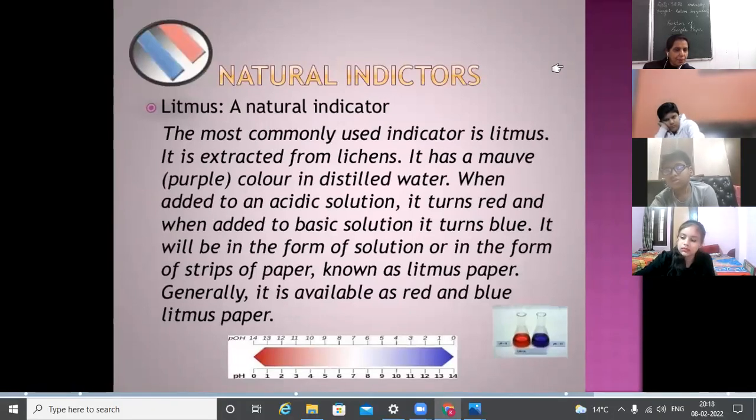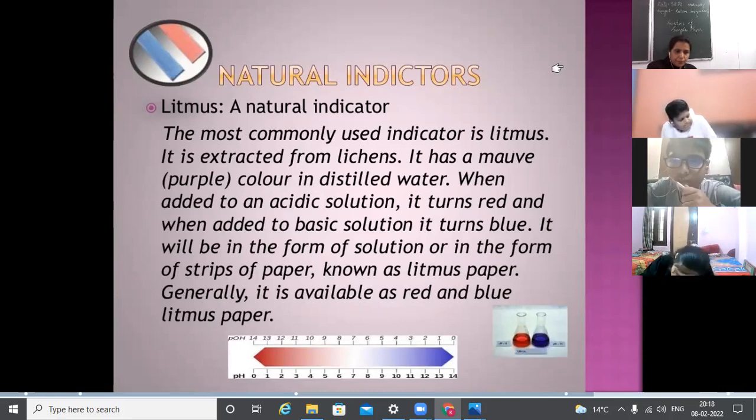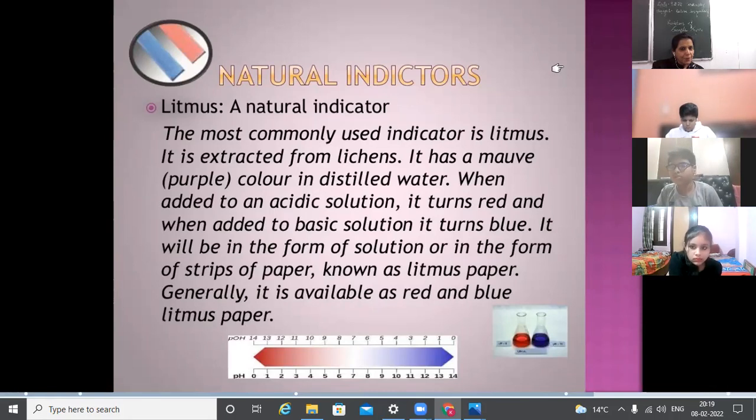Okay, Lavish, read this paragraph. Okay, ma'am. The most commonly used indicator is litmus. It is extracted from lichens. It has a mauve purple color in distilled water. When added to an acidic solution, it turns red, and when added to a basic solution, it turns blue. It will be in the form of a solution or in the form of strips of paper known as litmus paper. Generally, it is available as red and blue litmus paper. And I think you know about it. You know about the litmus paper. So many times we have seen the color change.